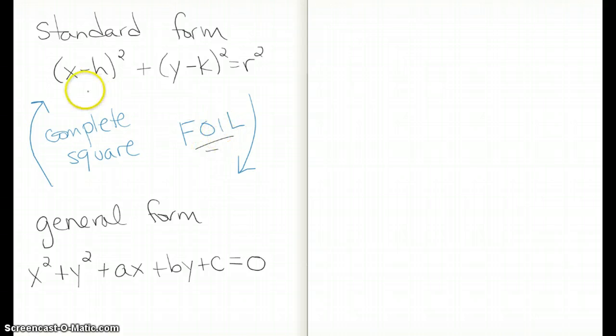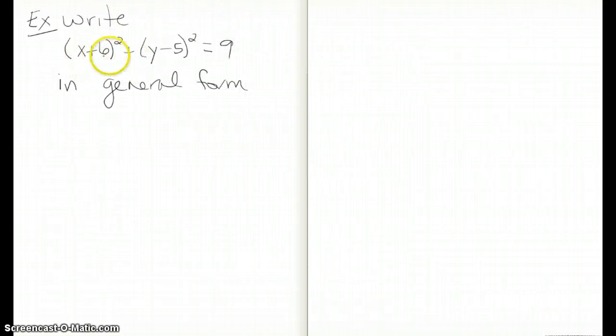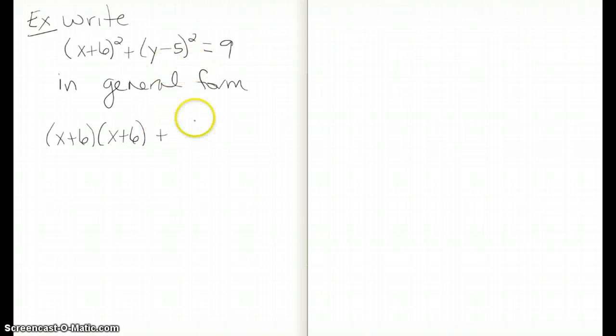Then once we have all of those parentheses FOILed out, we will reorder things and make sure that we have the equation equaling 0. So let's start by FOILing out these parentheses. Remember, that squaring really means to do (x plus 6) times (x plus 6). And then over here, (y minus 5) times (y minus 5) equals 9. Now we've put what these squares mean in terms of repeated multiplication.